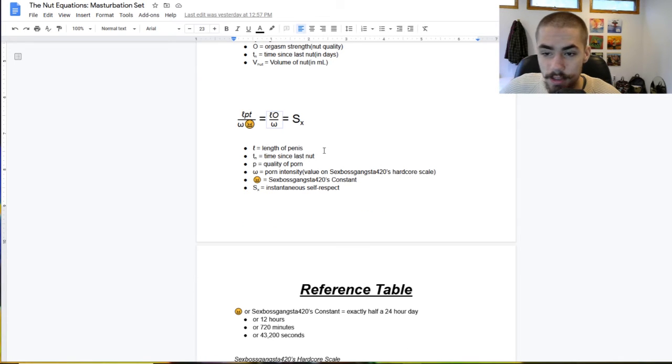L is length of penis in inches. Time since last nut, we've already been over. Omega is porn intensity. There is a scale for that on the reference table. We'll be going over that in a second. And then S of X, naturally, instantaneous self-respect, or instantaneous shame, or instantaneous pride.